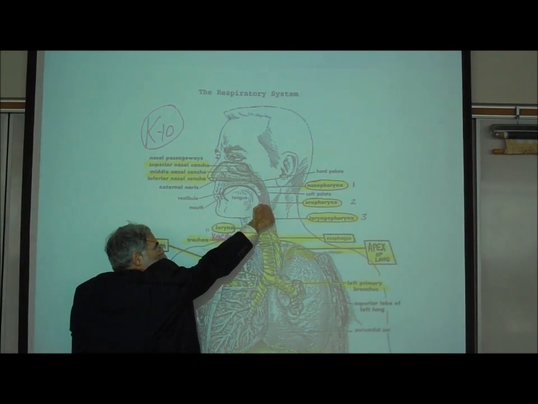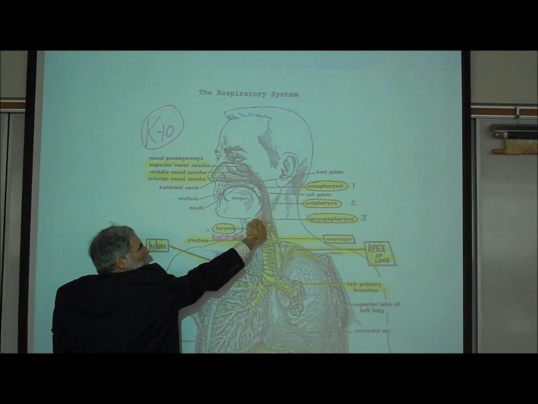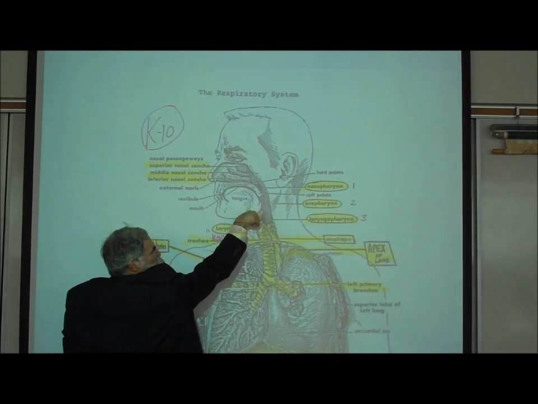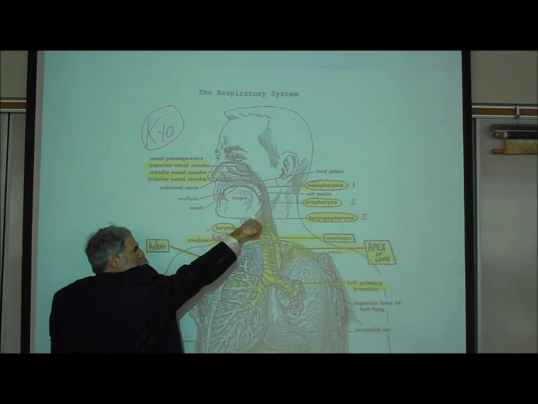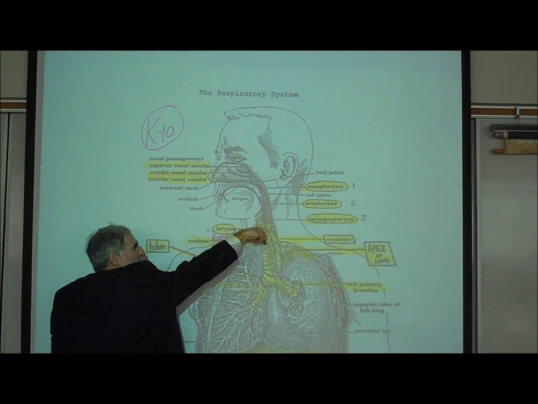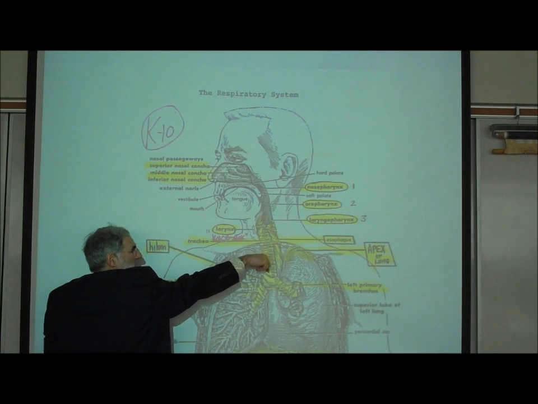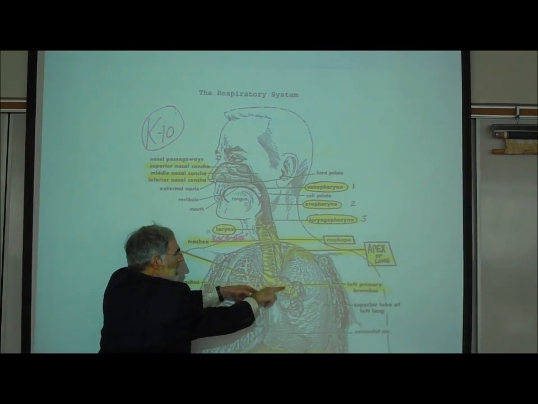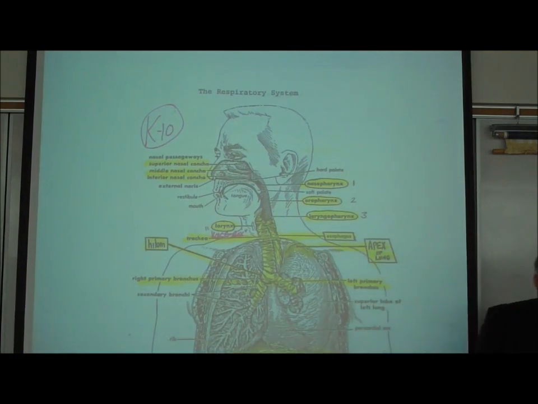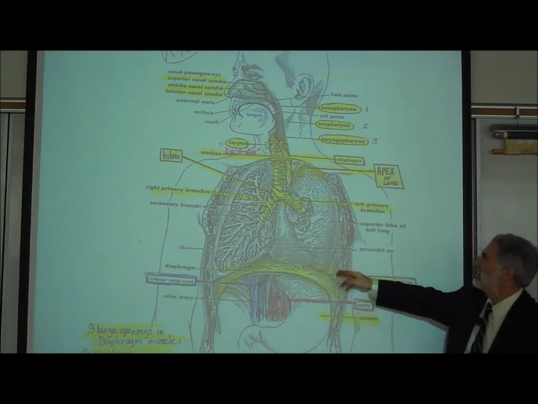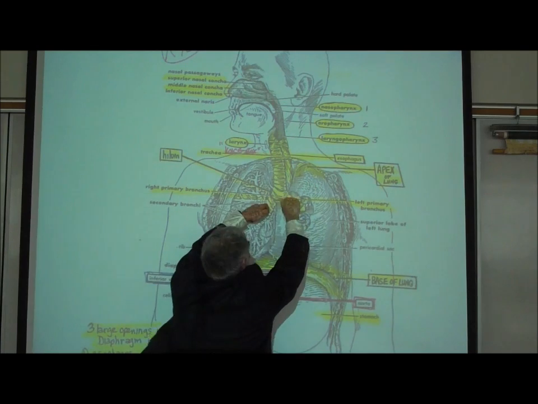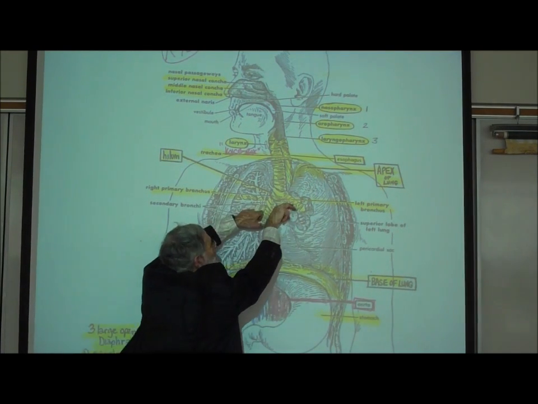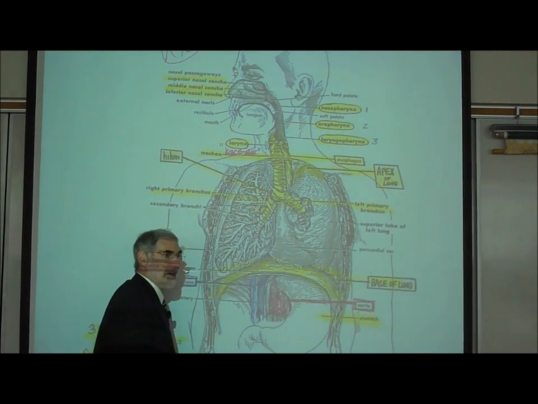And air is going to flow from the laryngopharynx through this laryngeal aperture through the larynx. And it will pass through that glottis slit between the vocal cords and then down the trachea. Here's the trachea. And here's where the trachea bifurcates. It bifurcates into a right and left primary bronchus. And the primary bronchus is the air tube that enters the lung at the hilum.